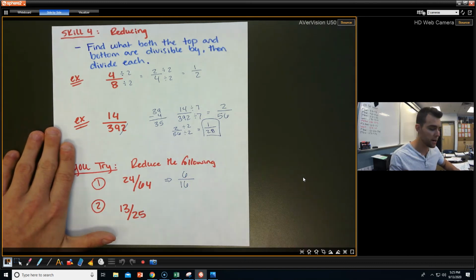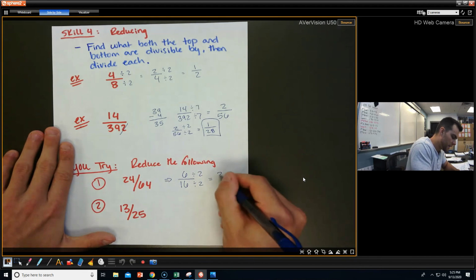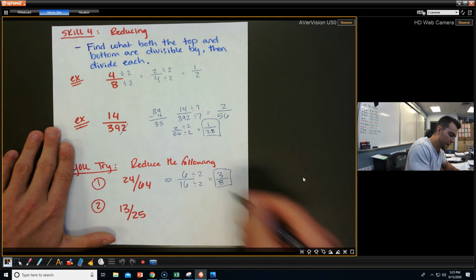And I can keep going, right? It looks like I'm not done. Divide the top and the bottom by 2, and I get 3 over 8. And that one is done.